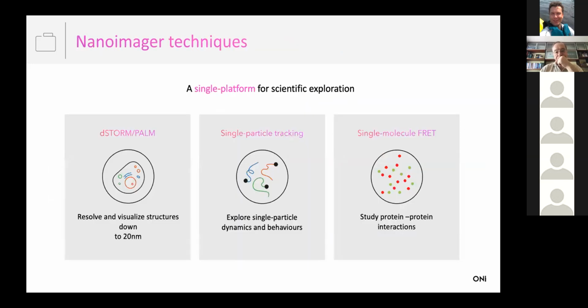So with this in mind, I would now like to introduce the different imaging modalities of the nanoimager, the first being dSTORM and PALM imaging. Now, PALM imaging is very similar to dSTORM. The only difference is that we're using specific photoactivatable fluorophores.